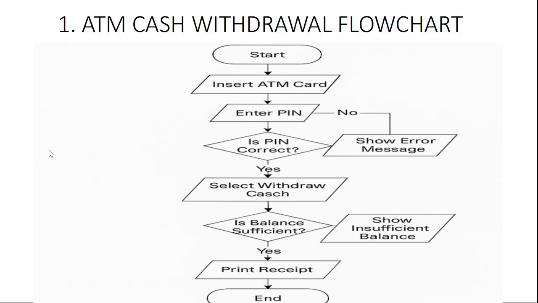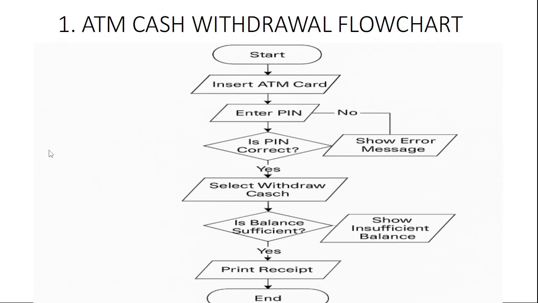If the pin is not correct, show the user an error message. That is, show the user that there is an error, your pin is not correct. Retry the pin. If the pin is correct, then continue with the flow chart. That is, we are shown some transaction options, and you are going to select withdrawal cash.